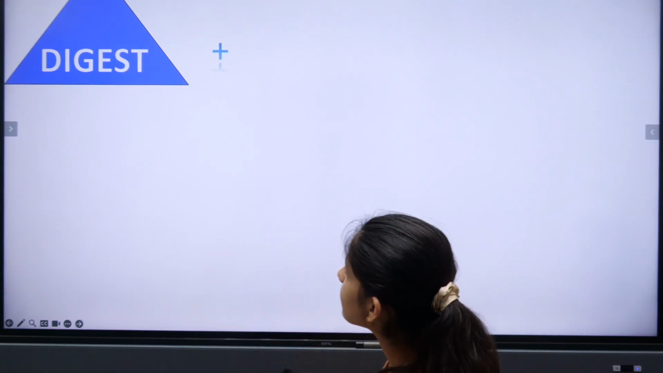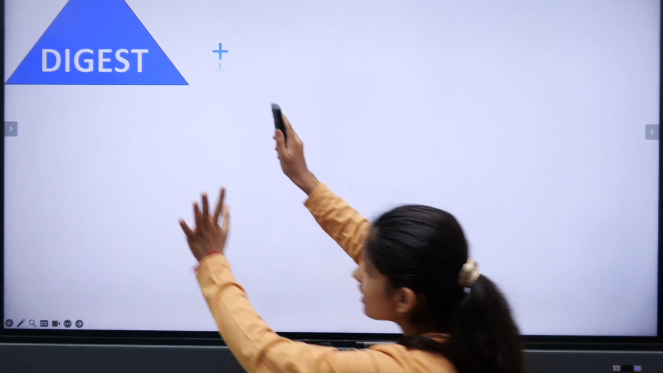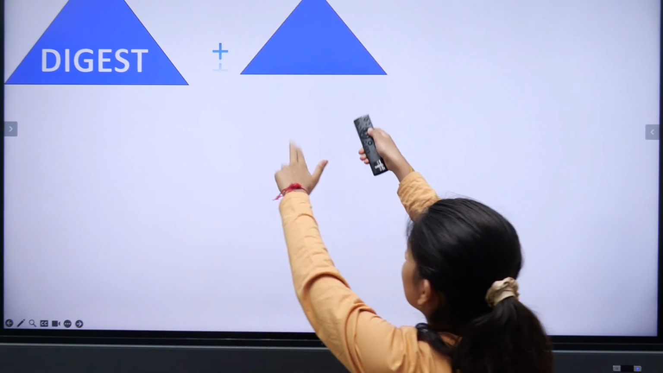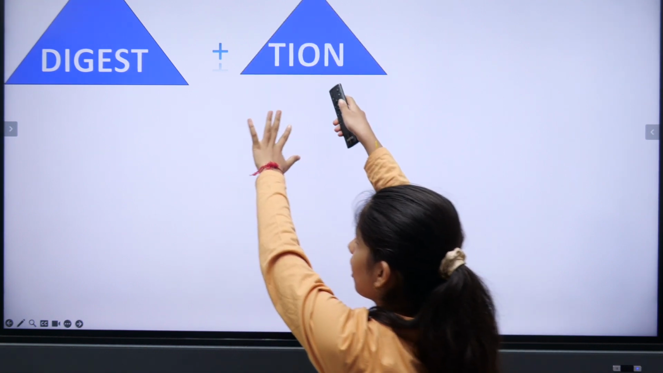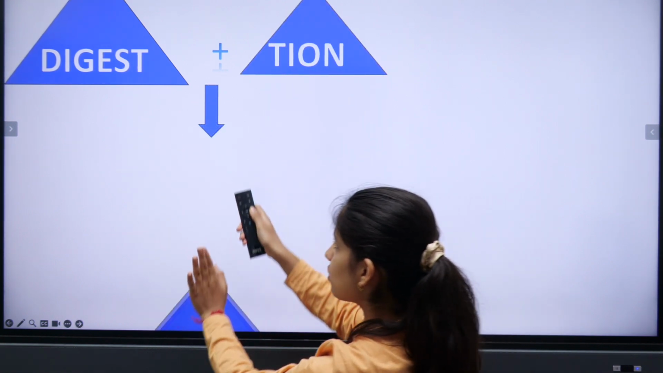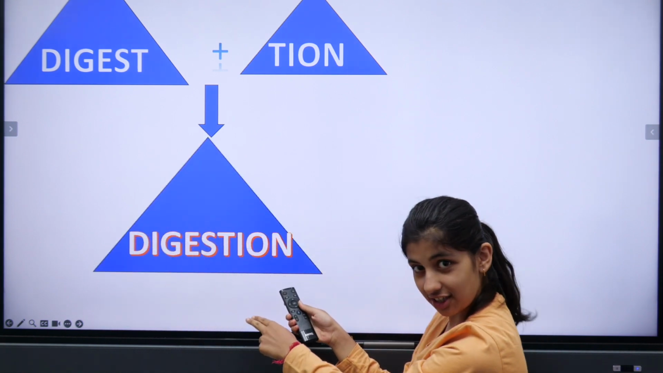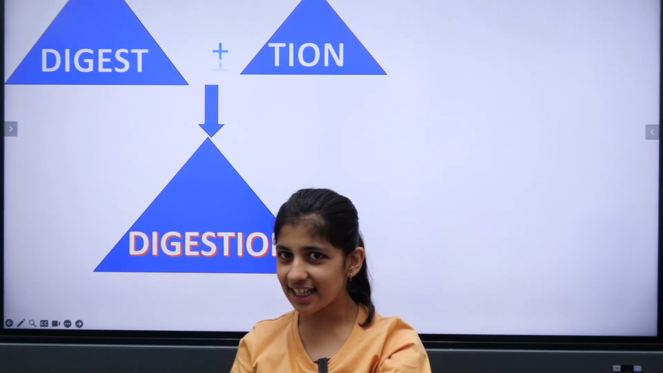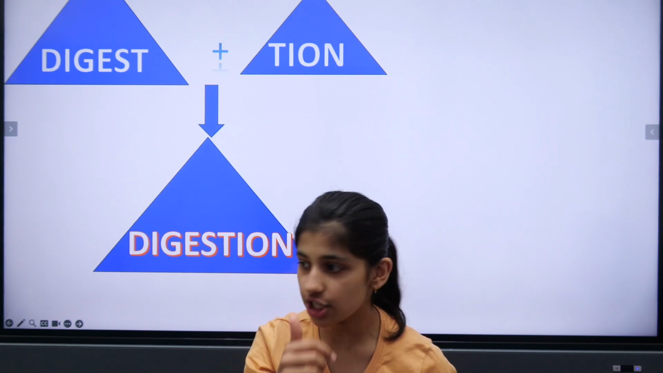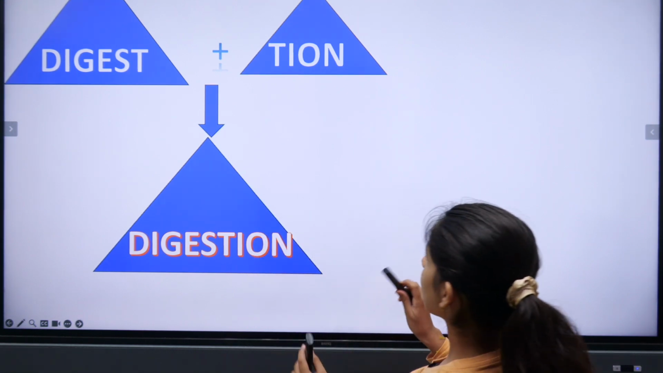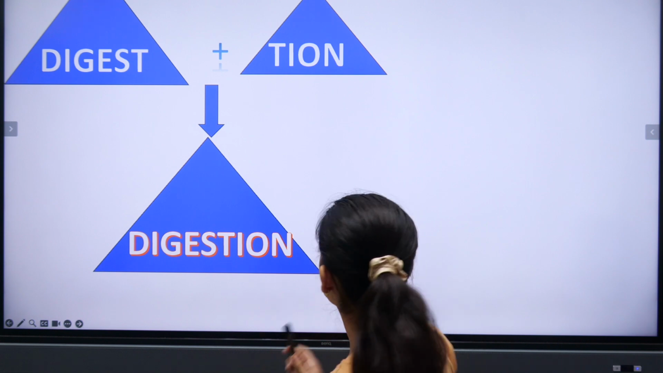But if I put this digest plus shun, this is shun, then what will it become? It will become digestion. Digestion. Is this correct? Yes, you are right. It is digestion. But now here comes a little twist.